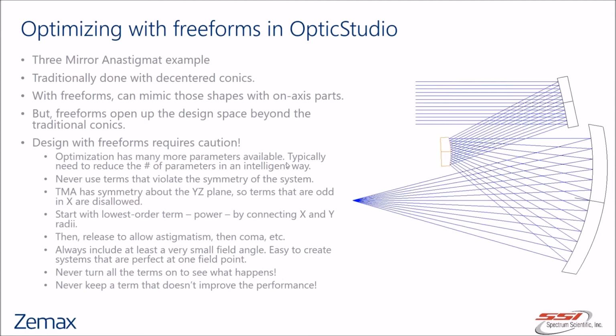I suggest that a designer never turn on all the terms just to see what happens. That gets back to this n-dimensional parameter space. We want to limit the number of parameters to an intelligent number. And in the same vein, as you're designing, you would never keep a term that you've turned on that didn't actually improve the performance. You really want to keep the specification of these freeforms as simple as possible, and that means avoiding adding unnecessary terms.